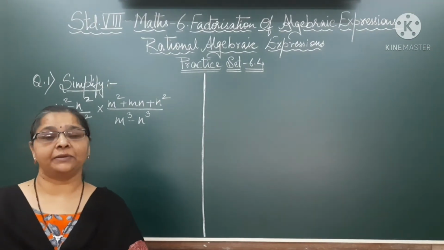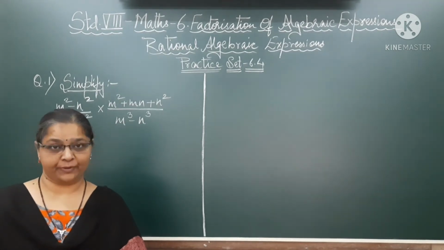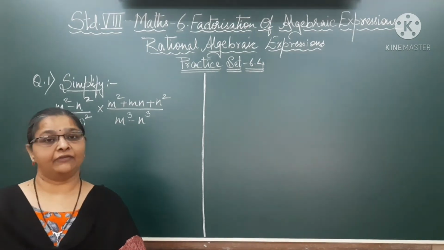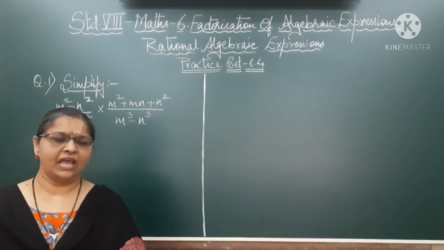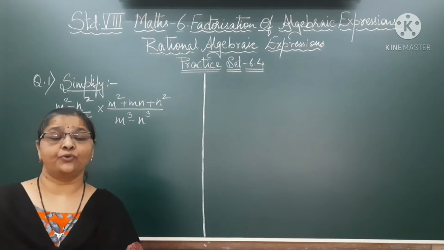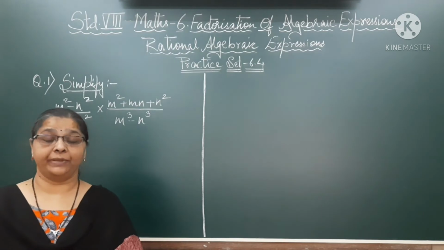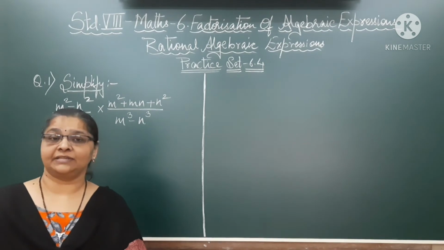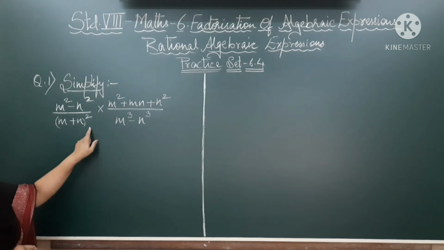Hello friends, welcome to Standard 8 Maths, Chapter 6, Factorization of Algebraic Expressions. We are going to start with practice set 6.4 and learn to simplify rational algebraic expressions. Now what is a rational algebraic expression? If there are two algebraic expressions given, A and B, then A upon B is the form of a rational algebraic expression. Is that clear? So let us simplify the given algebraic expression here, which is a rational algebraic expression.